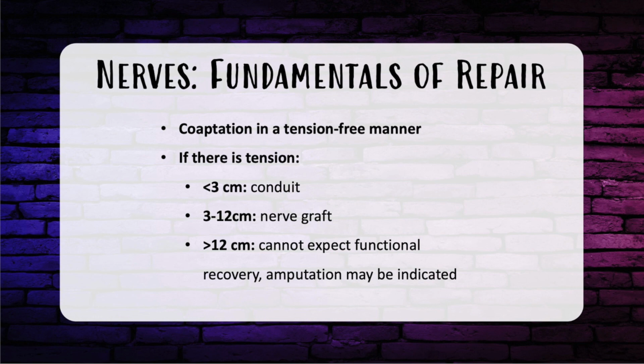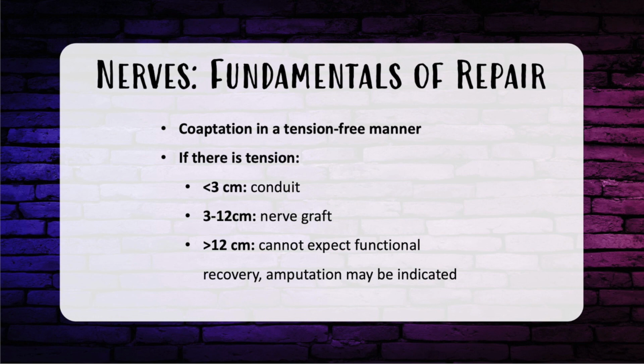Use a conduit if less than 3 centimeters. So for example, you could use polyglycolic acid nerve tubes and processed human allograft conduits. These serve as scaffolds to promote nerve regeneration. If you don't have this at your disposal, you could alternatively use vein grafts as a scaffold.